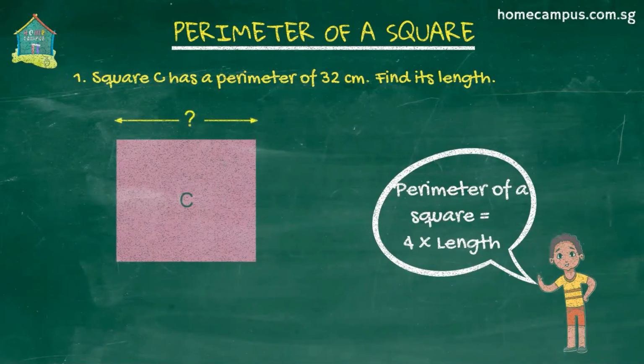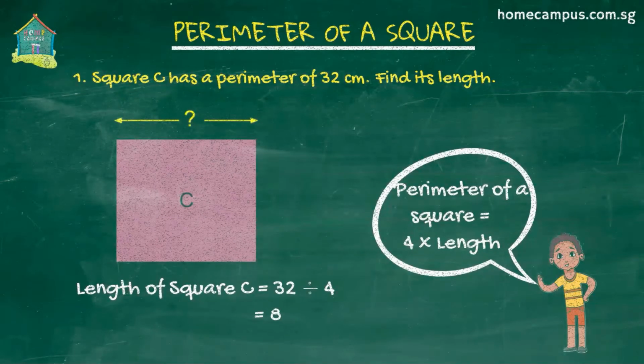Now in this question, the perimeter of square C is 32 centimeters. That means 4 times one side of square C is 32 centimeters. In order to find the length of one side of square C, all we need to do is divide the perimeter by 4, or divide 32 by 4, which gives us 8 centimeters. And that's our answer.